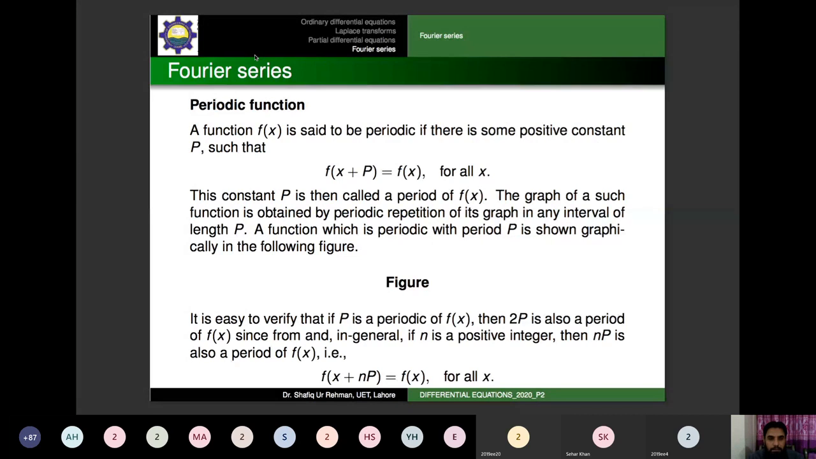Before we discussed definition of Fourier series, we got an idea about the periodic function. A function is said to be periodic graphically if a certain portion of the graph is going to repeat itself over and over again. Mathematically, we say that for any positive constant p, if f of x plus p is equal to f of x, for any value of x, we say that the original function f of x is said to be periodic with period p. Graphically, of course, we see certain portion of the graph is going to be repeated over and over again.